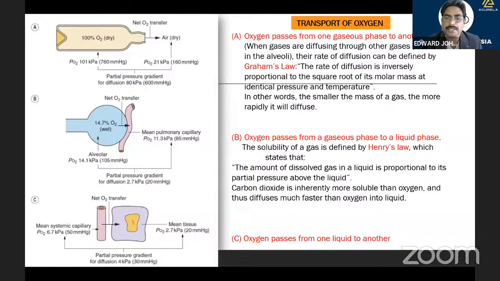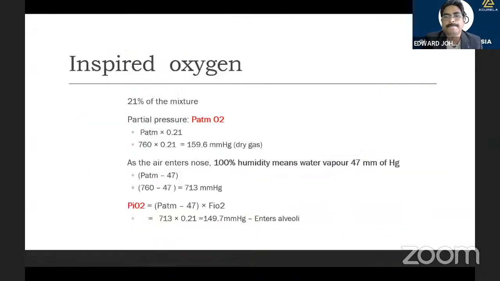When it is raised to 100 mm of mercury, the dissolved oxygen will rise to 0.3 ml. So that is Henry's law. The dissolved oxygen depends upon the partial pressure of the gas above the liquid. Carbon dioxide has a high solubility coefficient and dissolves 20 times faster than oxygen. Then the oxygen passes from one liquid to another, that is, from the plasma to the tissue cytoplasm. So, from one liquid form to another liquid form.